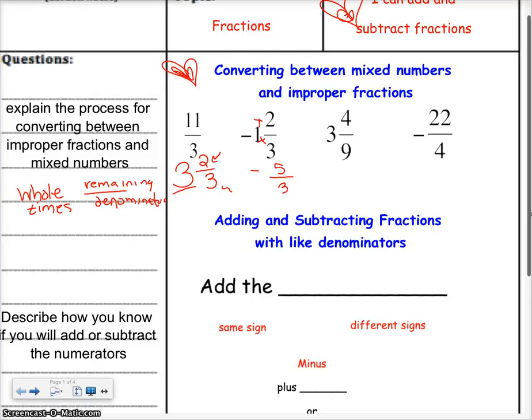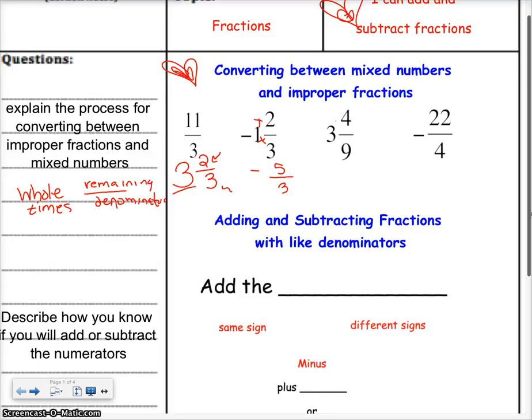and then you just bring that negative to the side. So don't times it by negative 1, because it's going to make a whole different fraction if you did. Because 3 times negative 1 is negative 3. Negative 3 plus 2 is negative 1 over 3. It is not the same thing. So you leave the negative to the side.